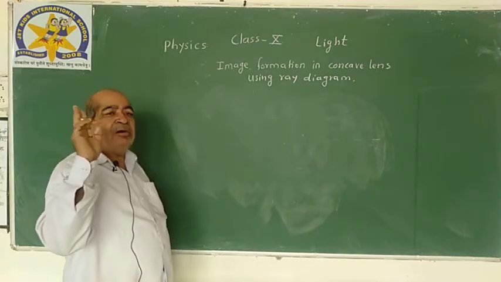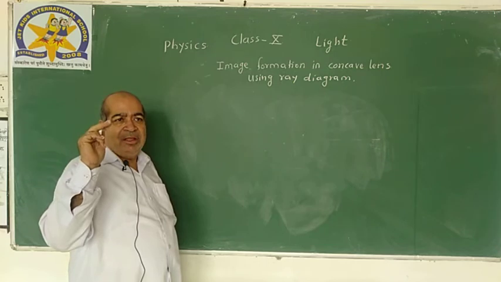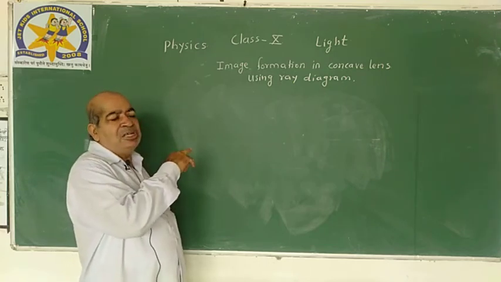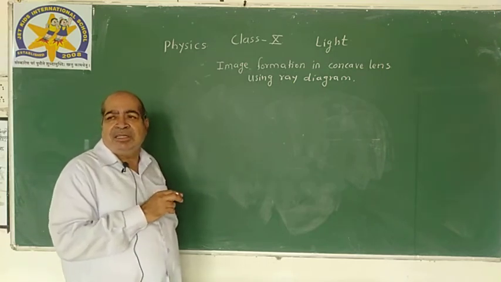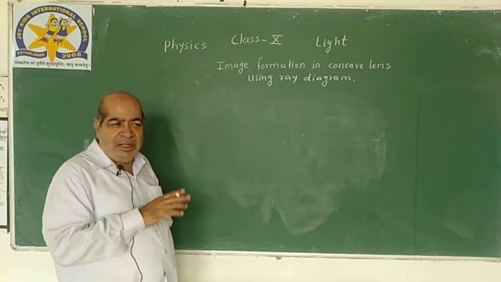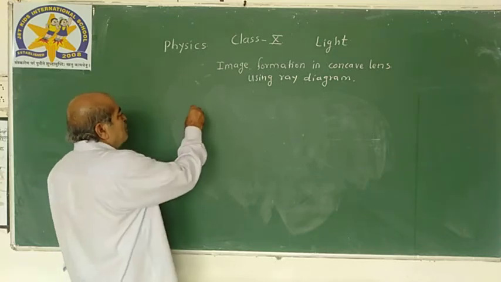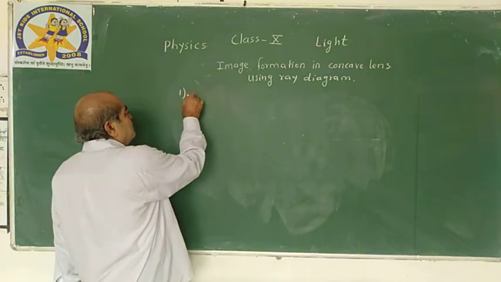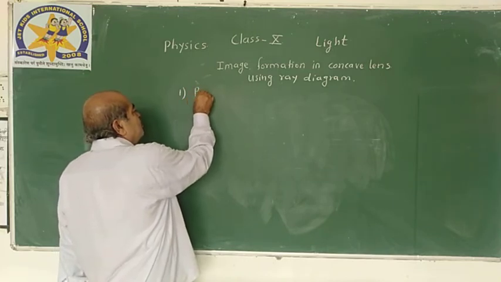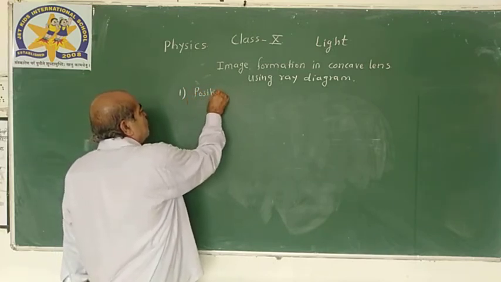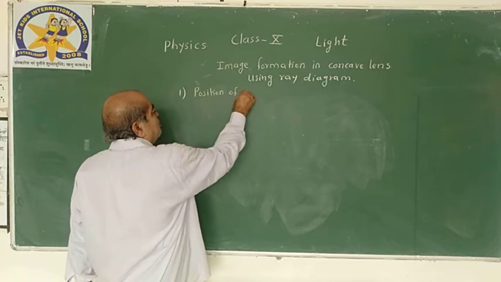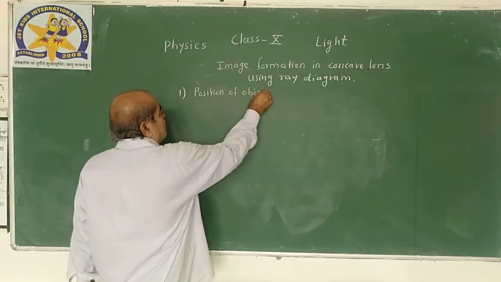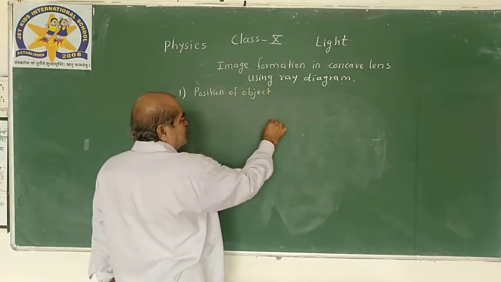In case of the convex mirror, a similar condition exists in the case of the concave lens. Now, what is the first position of the object? Consider the position of the object.